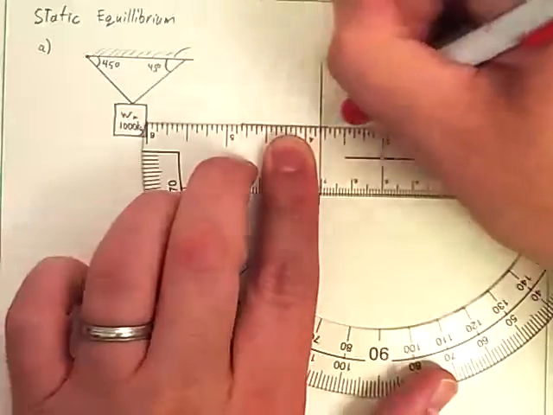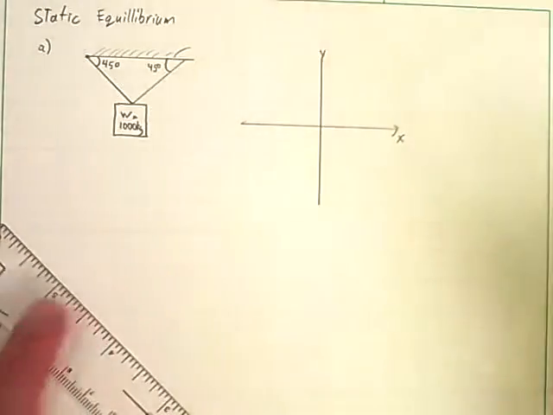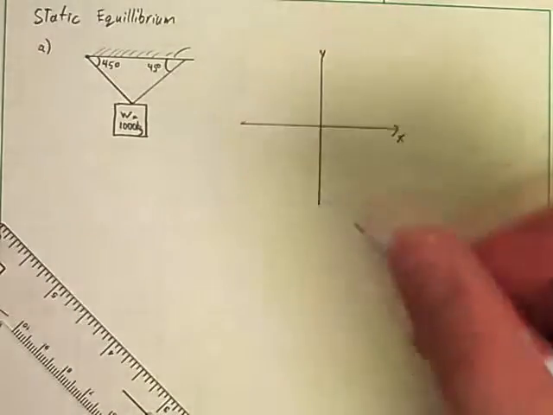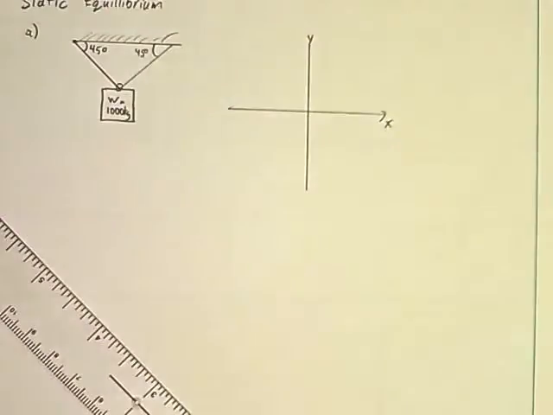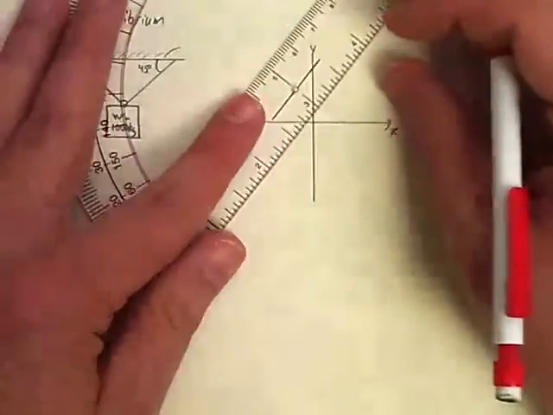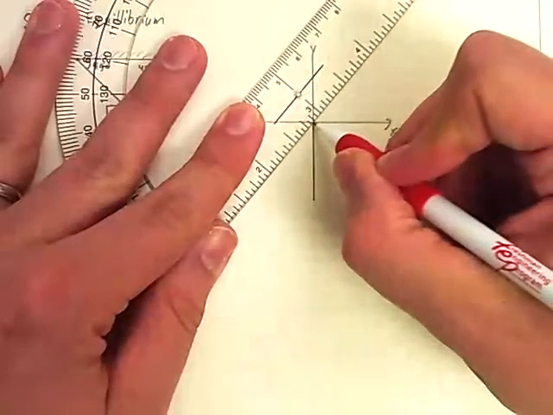So we'll make an axis. And remember, we always get to pick the origin, and the best place to put the origin is where the stuff is happening. Really, everything's kind of coming together right there. So that's going to be our origin. And from the origin, we've got basically three forces acting on it here.